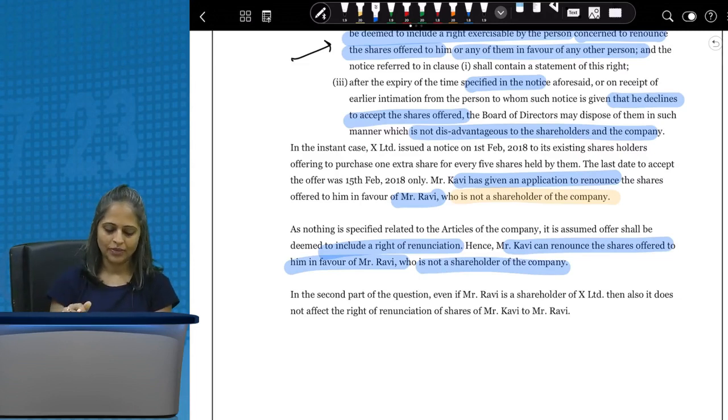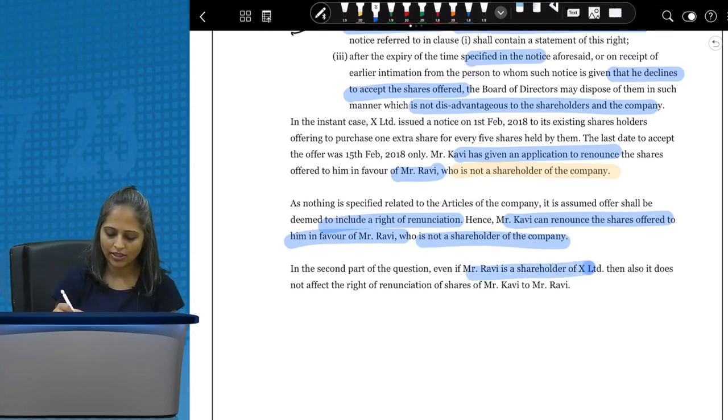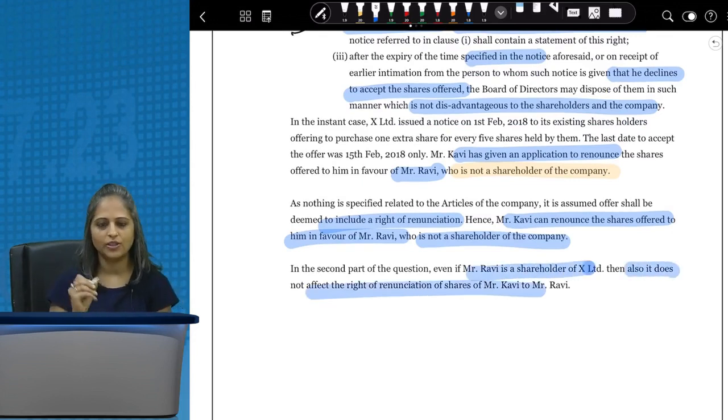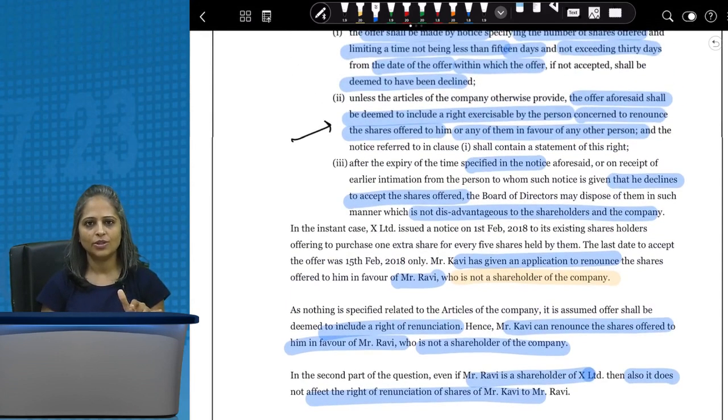In the second part, it is asking if Mr. Ravi is a shareholder, then also it does not affect the right of renunciation by Mr. Kavi to Mr. Ravi. So you can renounce the shares in favor of any person. He may not be a shareholder of the company. If the articles of association specifically prohibit you from renouncing the shares, then you cannot renounce them. But if they don't prohibit, then you can renounce it.